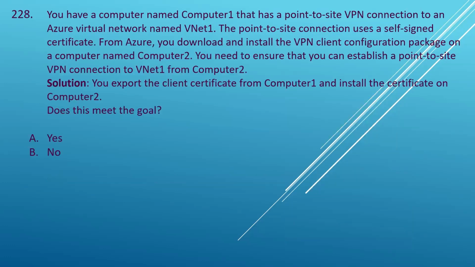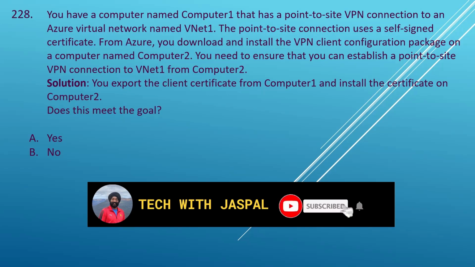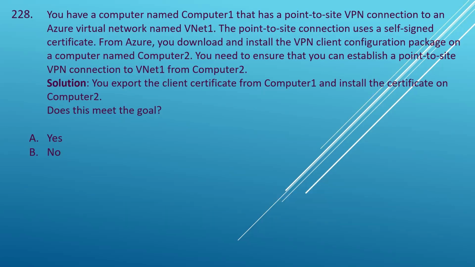This is question number 228. You have a computer named Computer 1 that has a point-to-site VPN connection to an Azure virtual network named VNet1. The point-to-site connection uses a self-signed certificate. From Azure, you download and install the VPN client configuration package on a computer named Computer 2. You need to ensure that you can establish a point-to-site VPN connection to VNet1 from Computer 2. The solution you give is you export the client certificate from Computer 1 and install the certificate on Computer 2. Does this meet the goal? You need to tell whether this is right or wrong. This is the correct solution, friends. You will need to export the client certificate from Computer 1 and install the certificate on Computer 2.